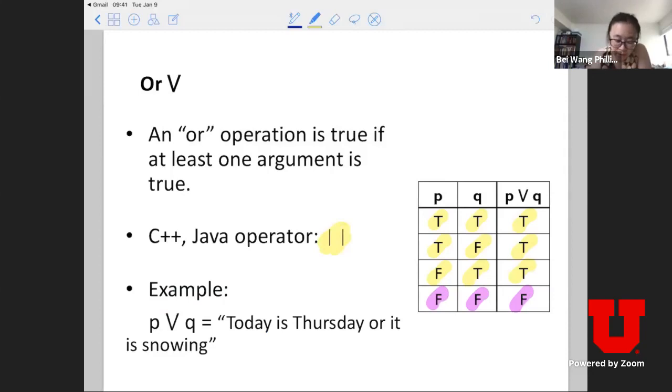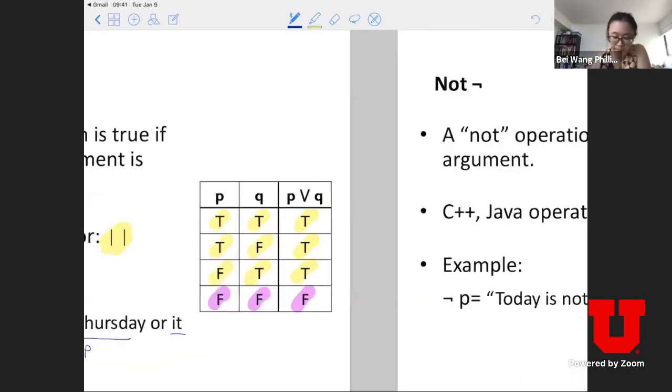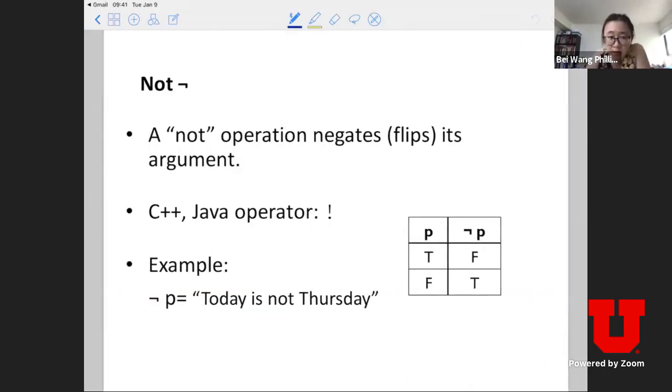So if you go back to the previous example, I have the statement P, statement Q. Then P or Q is today is Thursday or it is snowing. Next is the NOT operation. It basically negates or flips the argument. So when P is true, then the negation of P is false. When P is false, the negation of P is true. Again, in programming, in C++ or Java, the negation has a special symbol.